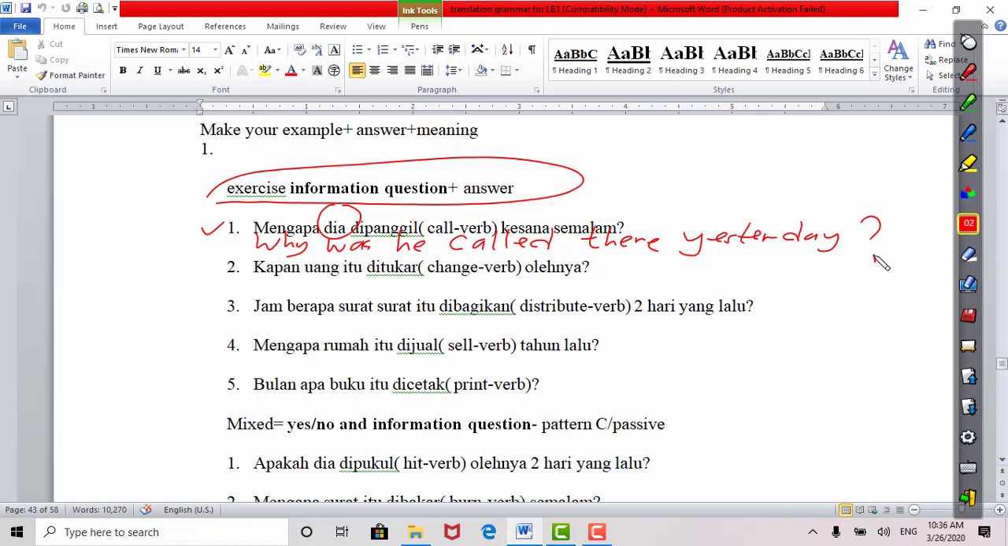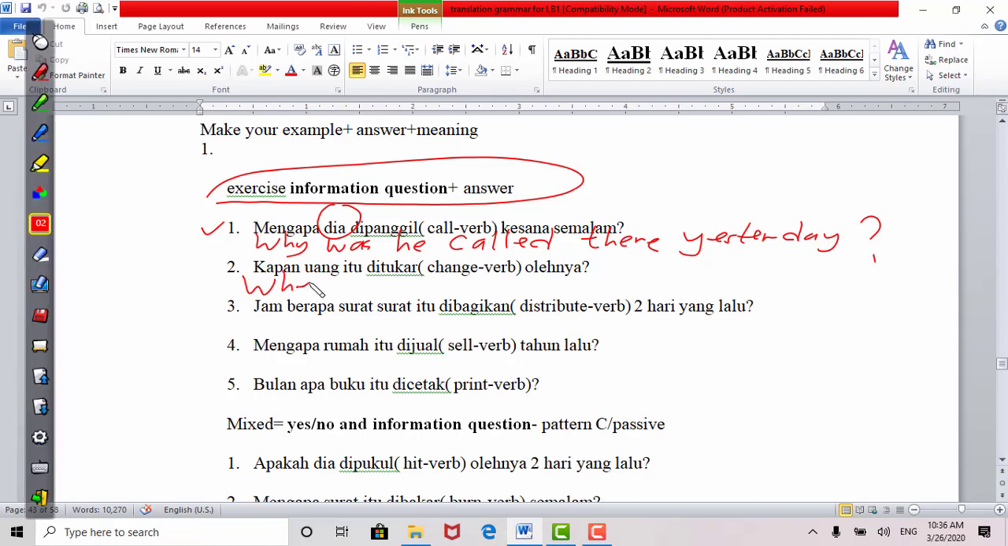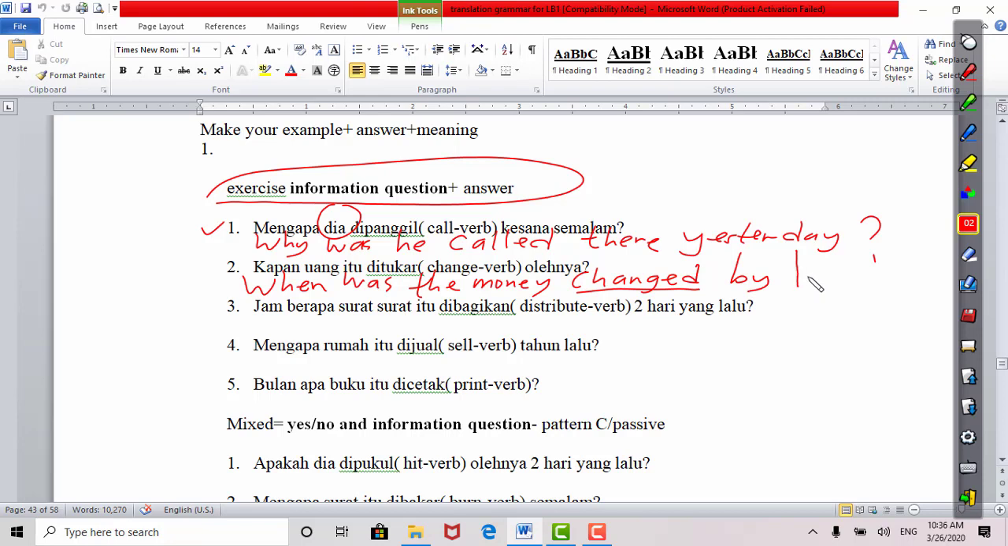Alright. For number 2. Kapan uang itu ditukar? Kapan? Alright. When? Uang itu. Using was first. When was the money changed? Yeah, using verb 3, by him. You can put here him or her, it's okay, referring to the question. Right. For the next numbers, until number 5, you can answer at home. Alright?